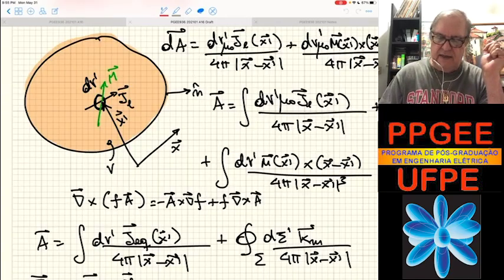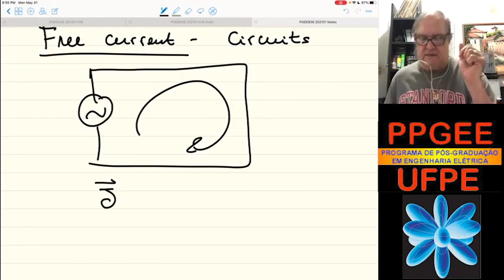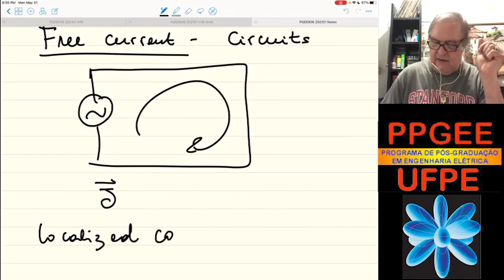And also, we are going to have atomic currents, those localized carriers.